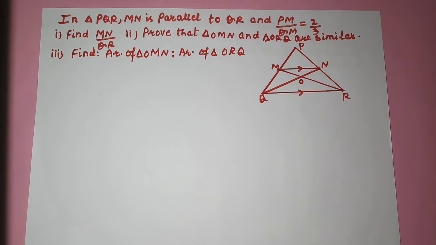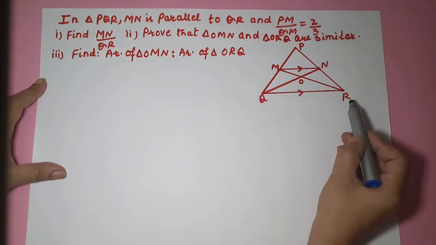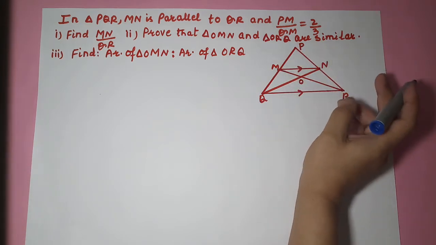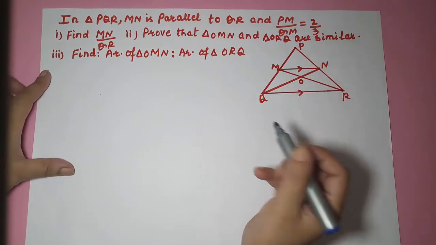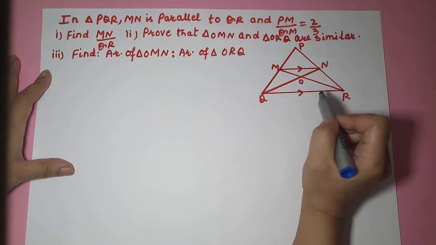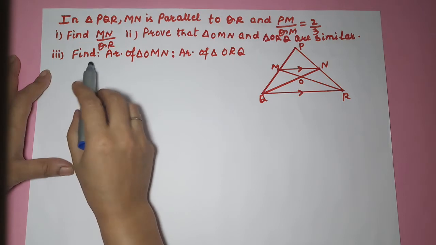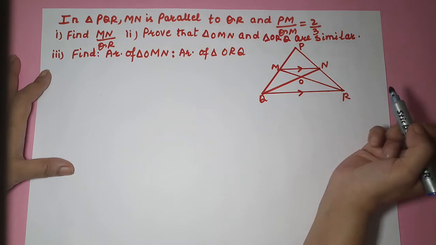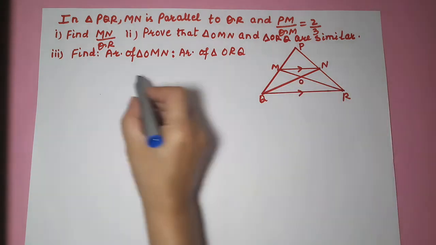Continuing with the similarity of triangles, here he is saying that in triangle PQR, MN is parallel to QR and PM upon QM is 2:3. We have to find MN upon QR and we have to prove triangle OMN and ORQ as similar. And after that we have to find the area of triangle OMN is to area of triangle ORQ. That means we need to prove them similar before finding their areas.